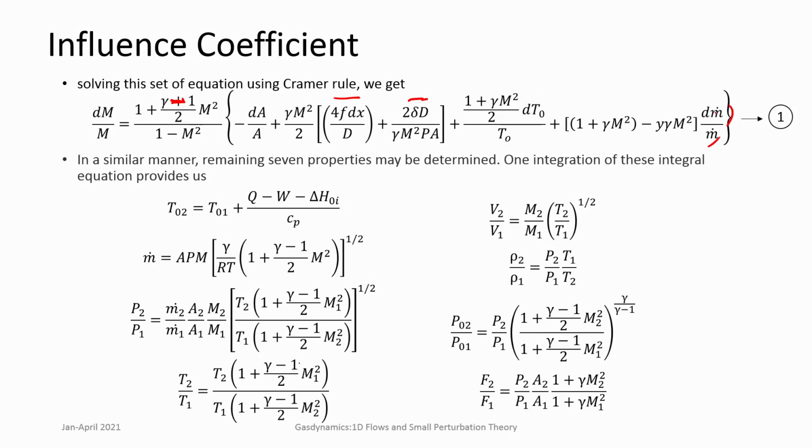So, this considers all the different properties. And how is T naught 2 related to T naught 1? It is related by the energy equation, where you can consider heat added, work done by the system, and this is the difference between the injectant mass total enthalpy and the enthalpy of the main flow.